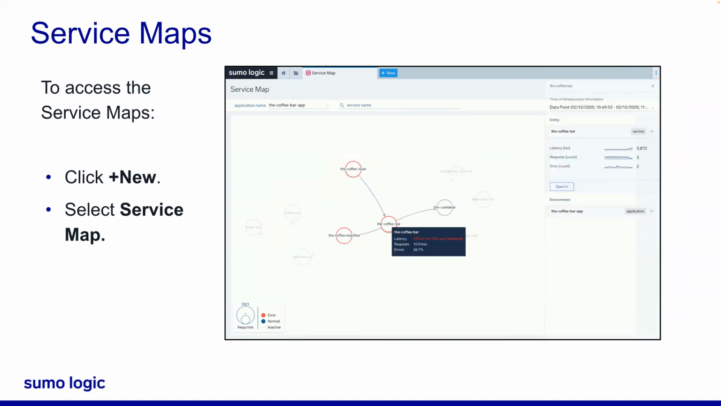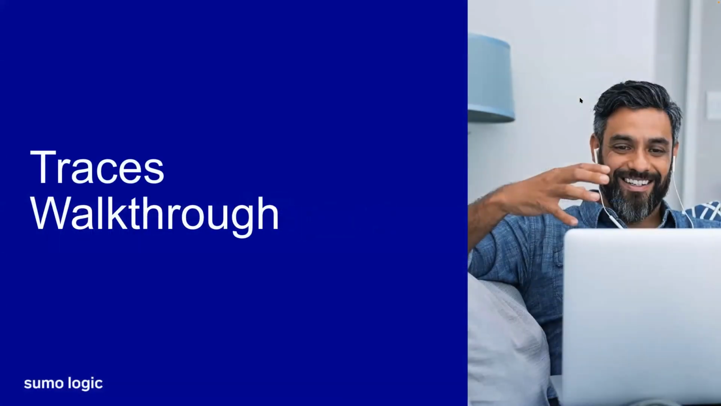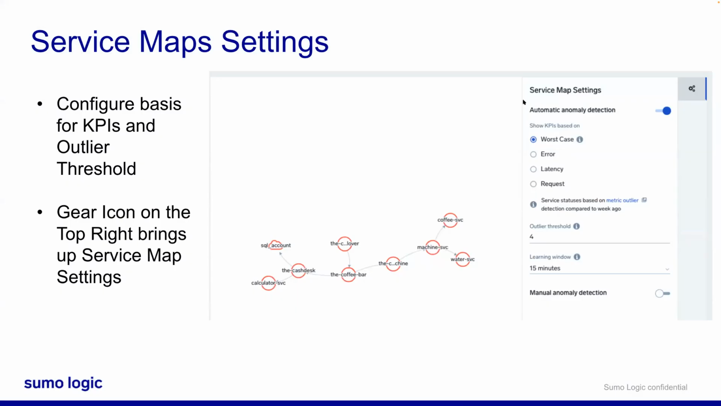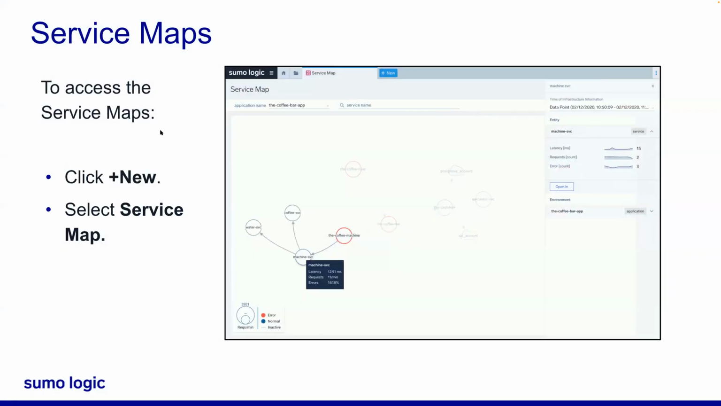Why don't we go ahead and pause here? What we're going to do next is actually start to look at service maps. We'll actually go into the system. It's missing a slide here. There we go. So we'll actually do this when we get back.